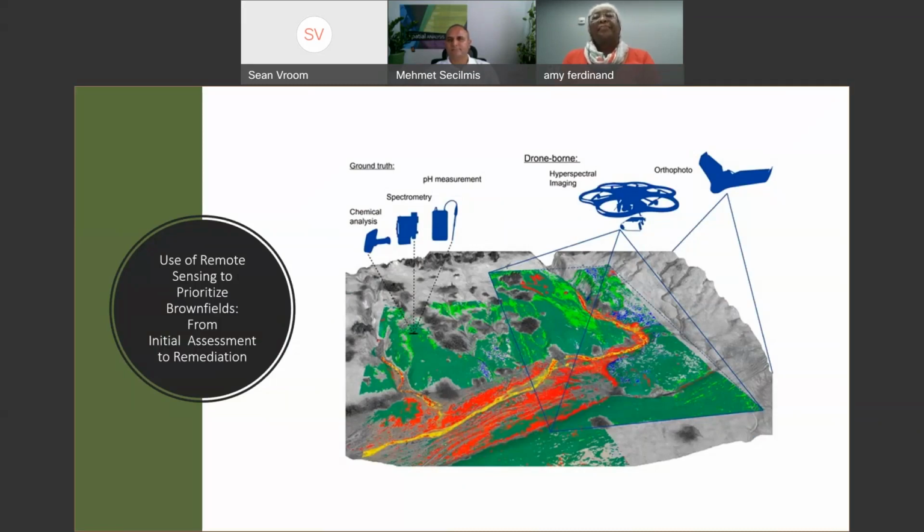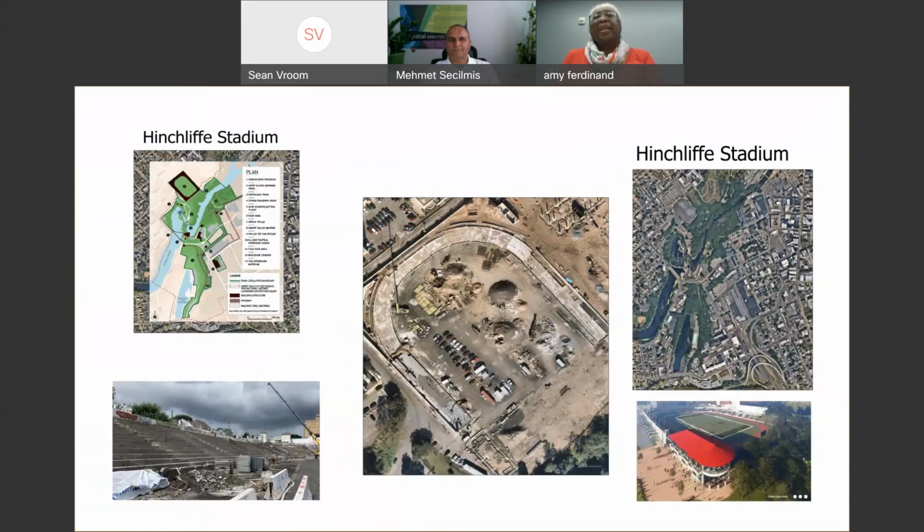Next slide. Okay, this is in Paterson, one of the areas that's being redeveloped. Wasn't necessarily on anybody's brownfield list, but the Hinchliffe Stadium is now, we've flown drones over there, done reconnaissance over there. In the far bottom is the stadium when it was a Negro baseball field, to the point it had been derelict. In the middle is the active redevelopment right now. And at the bottom right would be what it would look like in the next few years when they actually redevelop the site. Next slide.